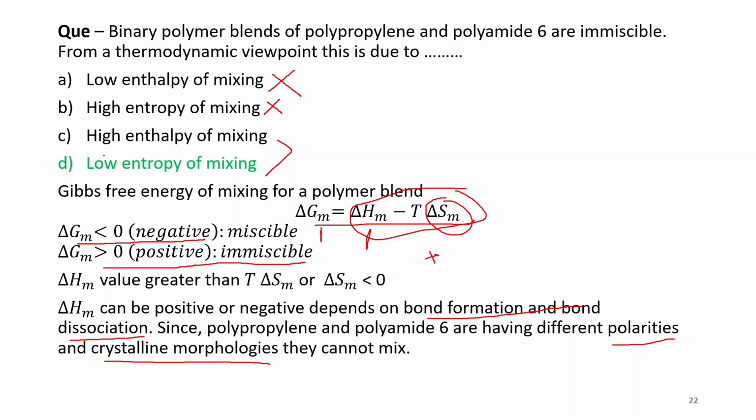So immiscible polymers, since they have different polarities and crystalline morphologies, no bond formation and bond dissociation is going to occur. So there will be no change in the enthalpy of mixing. So option C is incorrect. So we are left with option D, which is low entropy of mixing. So option D is correct.